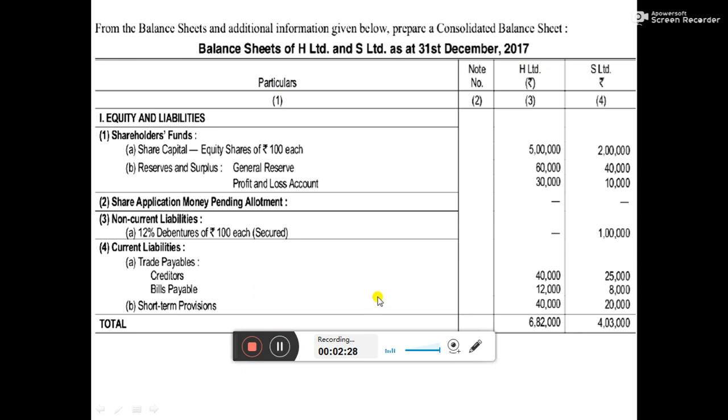Now I have already stated that this problem deals with debentures. So in non-current liability, S Limited is having 12% debentures issued to the public of rupees 100 each. 1 lakh is the value. So 1 lakh divided by 100 simply means that S Limited has issued to the public 1,000 debentures. The value is 100 each.